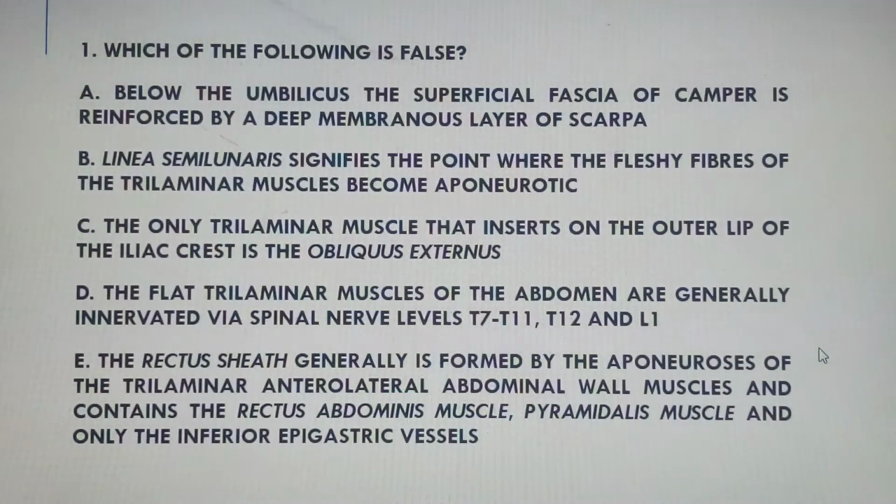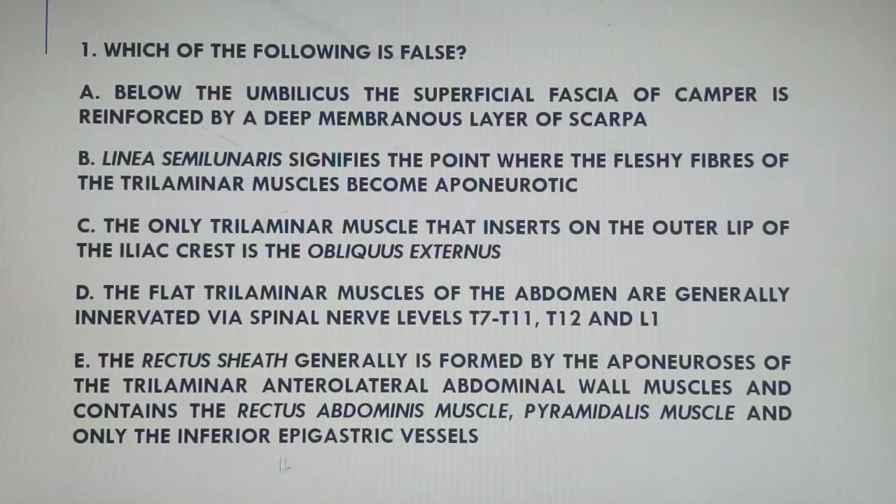Now, option E says the rectus sheath generally is formed by the aponeurosis of the trilaminar anterolateral abdominal wall muscles and contains the rectus abdominis muscle, pyramidalis muscle, and only the inferior epigastric vessels. So this is where the problem is. Yes, the remaining statements are true. Rectus sheath is formed by the aponeurosis of the trilaminar anterolateral abdominal wall muscles. No problem. It contains, as part of the contents, the rectus abdominis muscle. We have the pyramidalis muscle at the lower aspect.